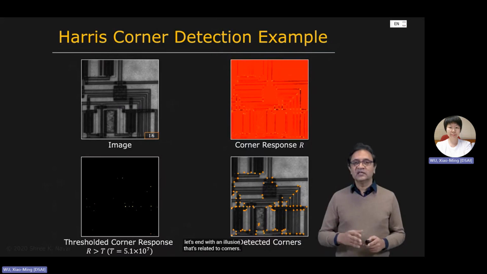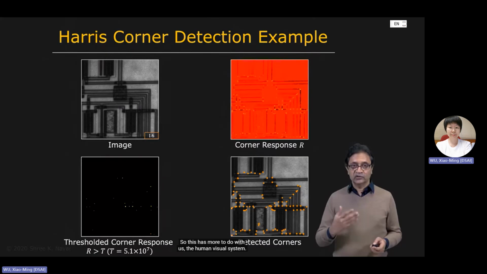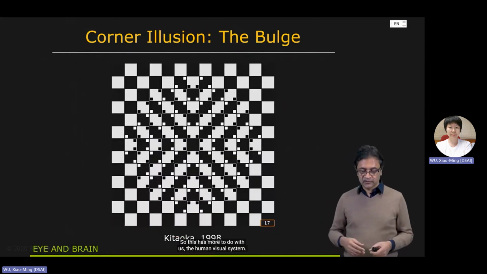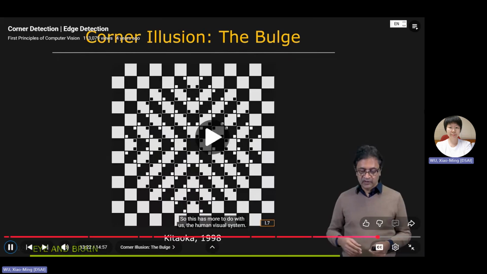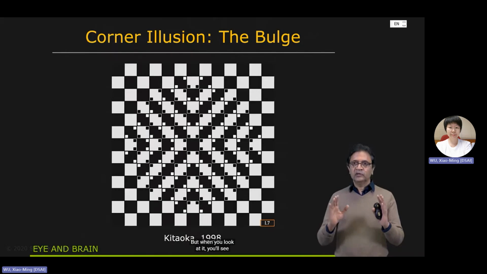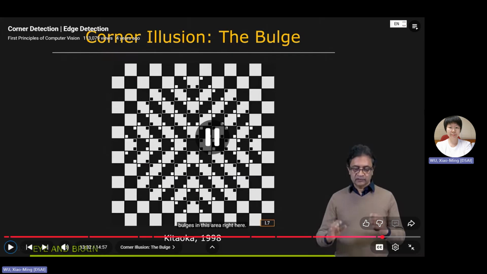Now, since we're talking about corners, let's end with an illusion that's related to corners. This has more to do with us, the human visual system. It's an interesting phenomenon about our human visual system. Here you see a checkerboard-like pattern, but when you look at it, you see that the center of the pattern actually bulges. When you look at this image, is there a bump here? Can you see a bump here? A bulge, right?